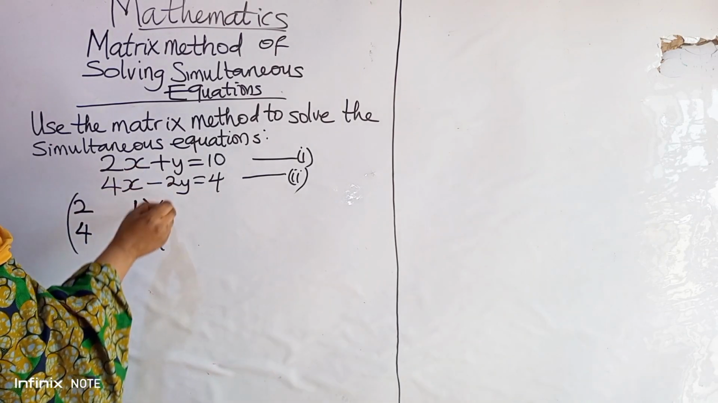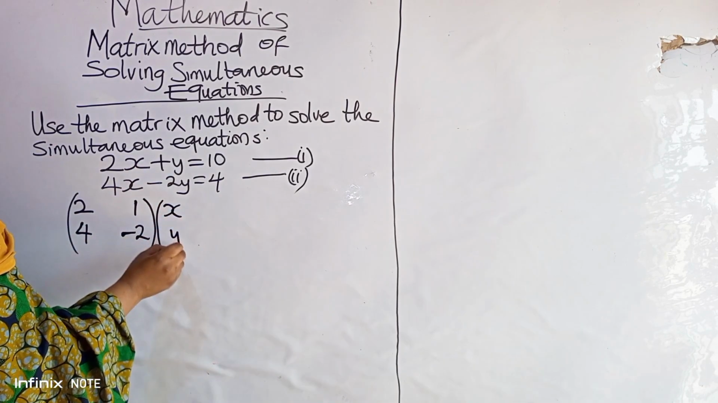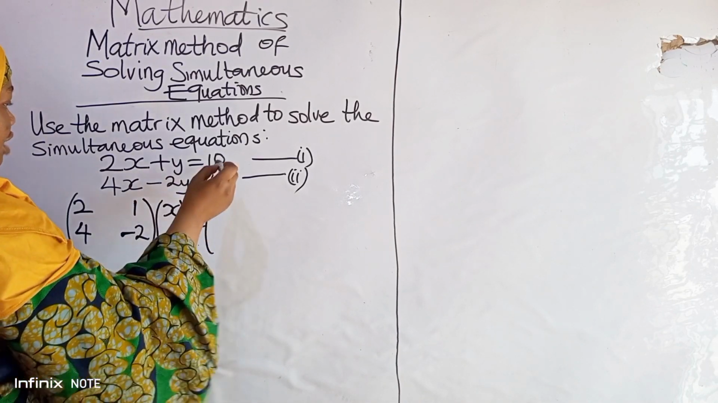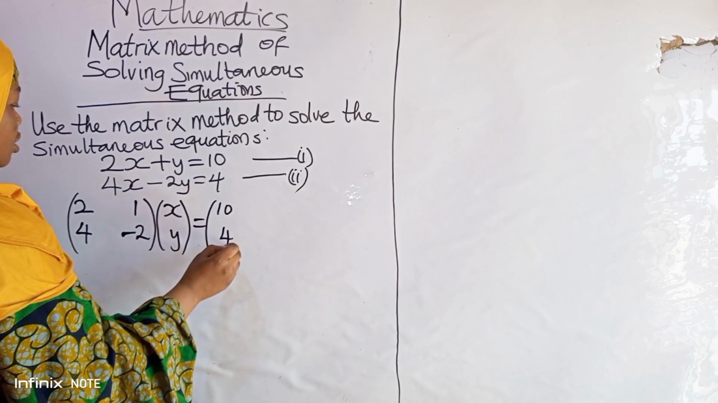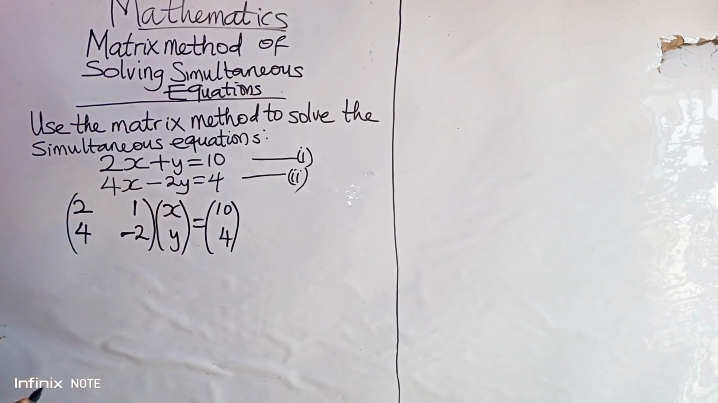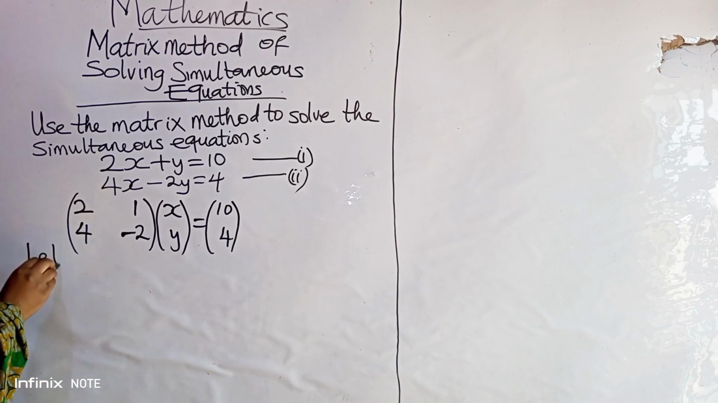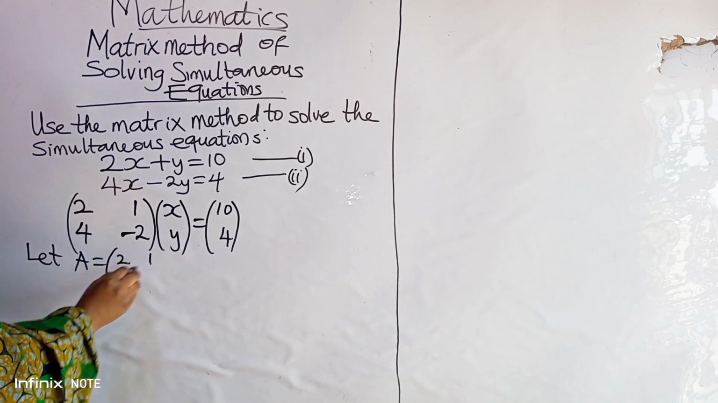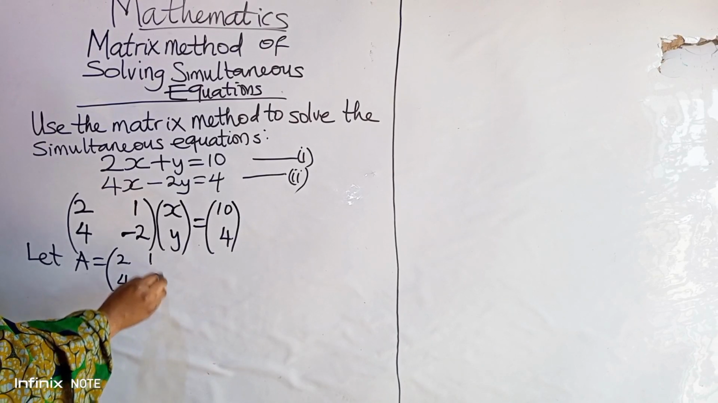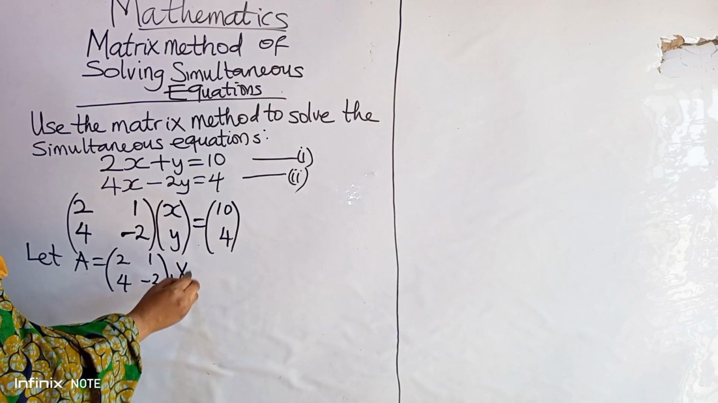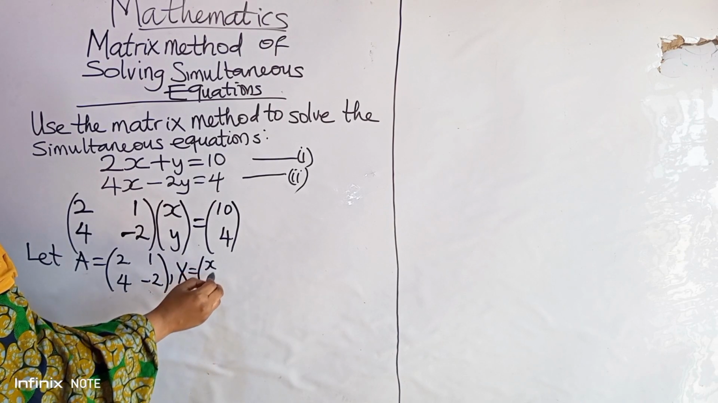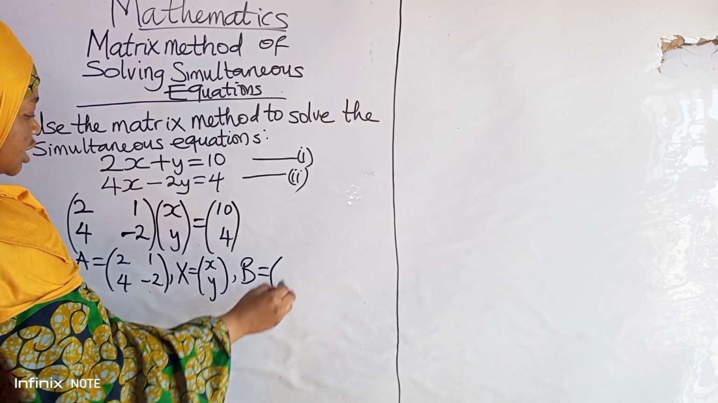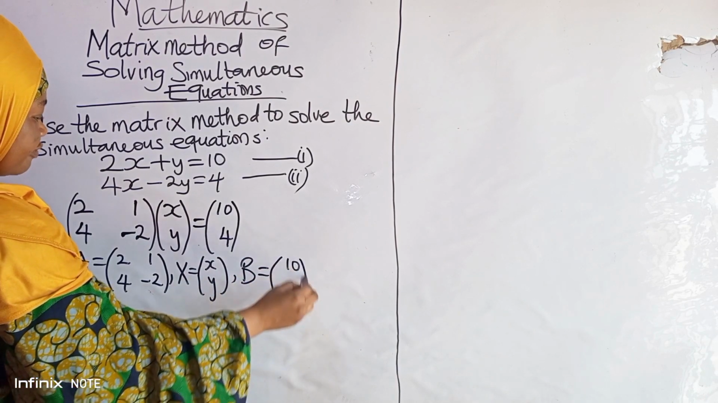Then the unknown values x and y, we write them like this. That is the column matrix. It is equal to their values, 10 and 4, which is also a column matrix. So now let A be equal to this matrix 2, 1, 4, minus 2. Let X be equal to x, y. And let B be equal to 10 and 4.